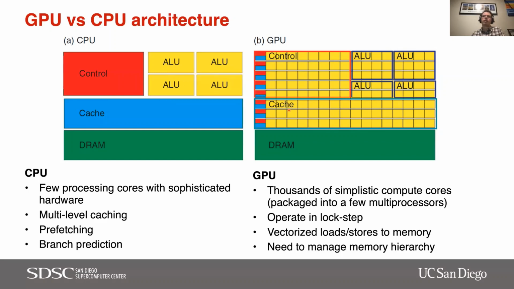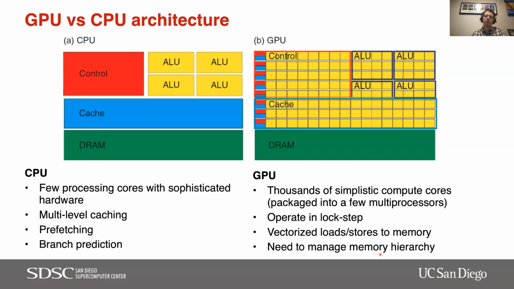Comparatively, on a GPU, you have thousands of simplistic compute cores, right? And you have much less cache and control units. So the GPU compute cores operate in lockstep. So you have to write code in such a way that you can do the same operation like on a vector processor, vector processing units. You do vectorized loads and stores, and you need to think about these things, and you need partially to manage the memory hierarchy.